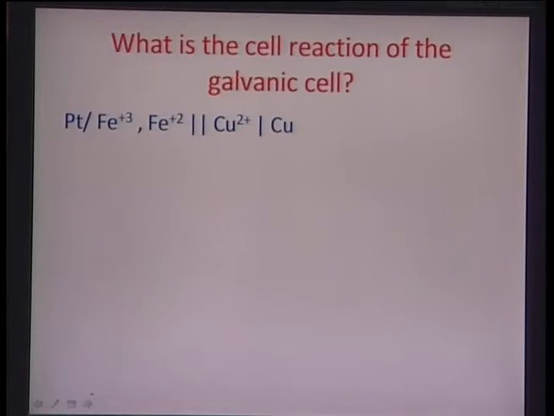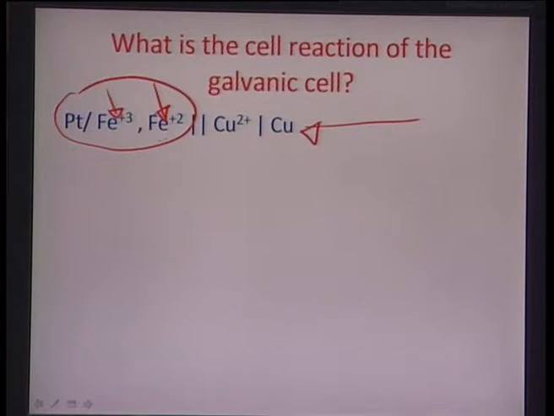Some other numerical examples. This is a very interesting example again, wherein you are considering an iron-iron electrode. There is a ferric and a ferrous state here, plus 3 and plus 2, and you are coupling it to copper and cuprous state. Here this is the cathode, where there is a reduction process going on, and this is the anode, where there is an oxidation going on.